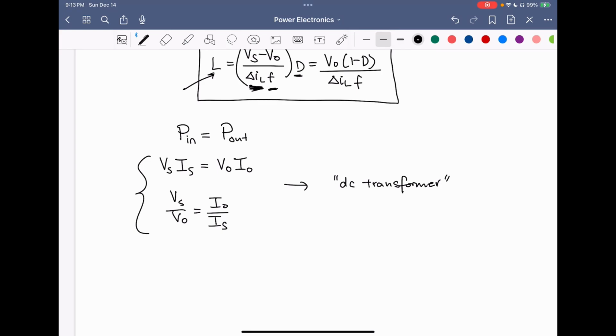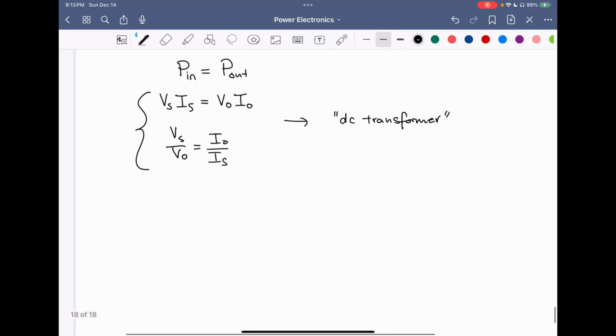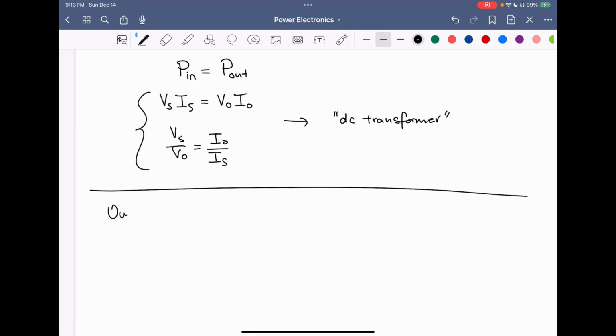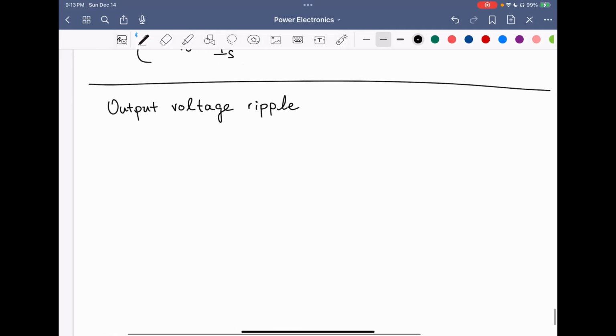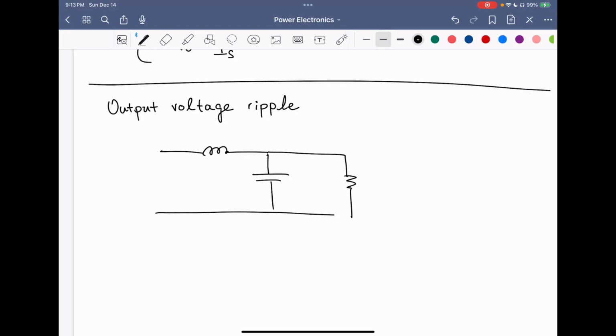So the next step for analysis is we want to examine the output voltage ripple. So we want to study the output voltage ripple. Now, if we examine the filter, we have the LC filter and the load resistor.